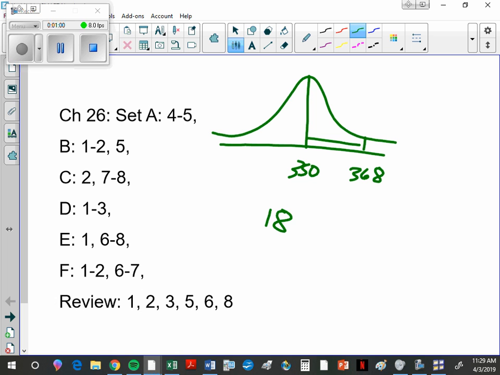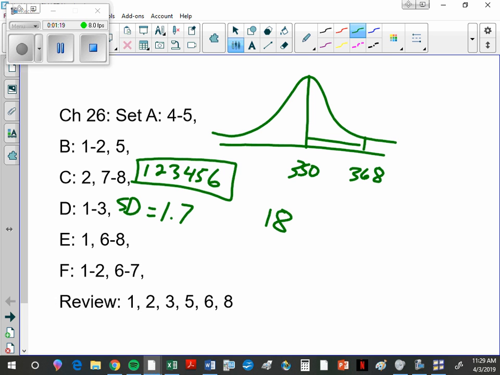I need to get an SE. So what is the SD? Well, the SD comes from the box. So in the box, I have the numbers 1, 2, 3, 4, 5, 6. If I calculate the SD, I get 1.7.